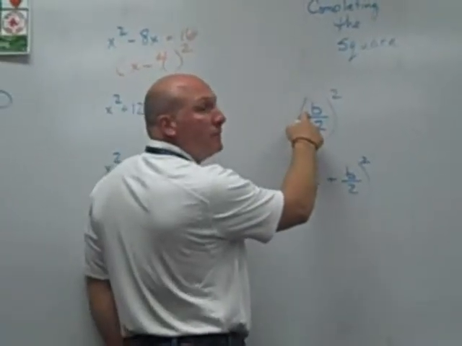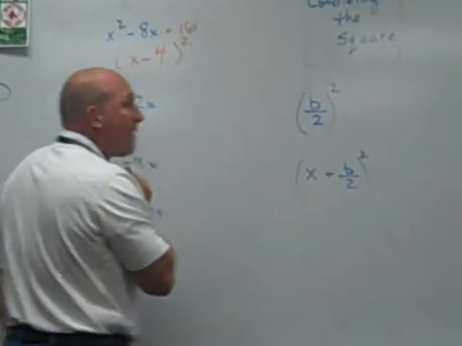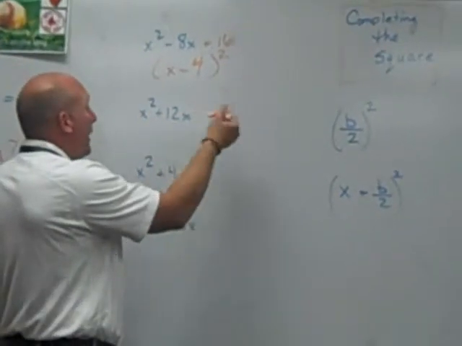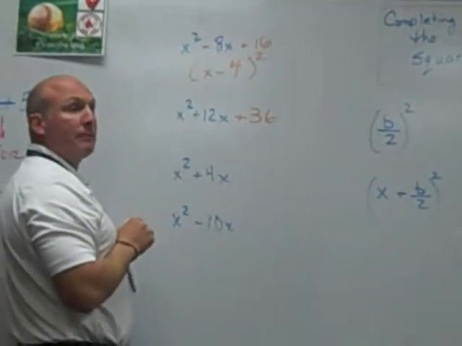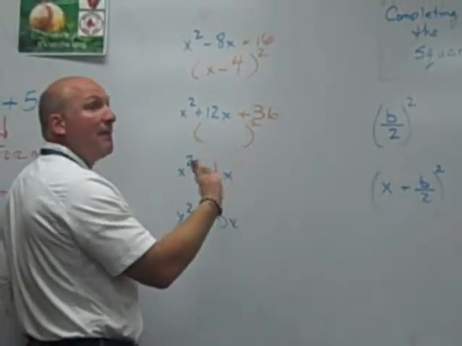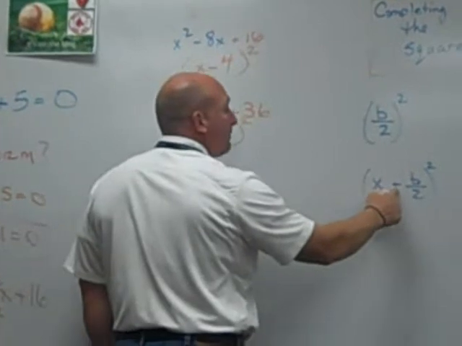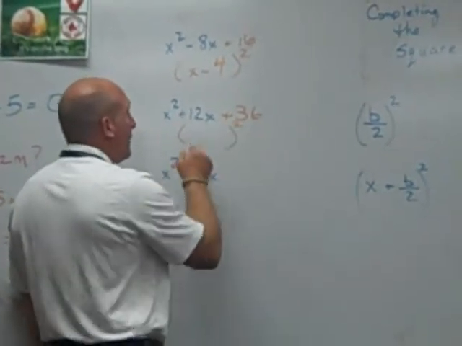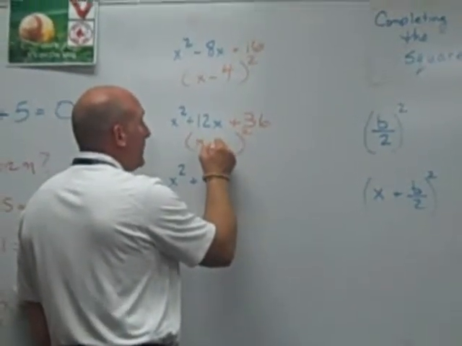take your B value, cut it in half, and square it. So in this case, my B value is 12. Cut it in half. 6. Square it. 36. There it is. When I want to factor it, because that's the next step in this process, we're going to factor this. It's always going to be x plus that B value cut in half, squared. So in this case, x plus 6.